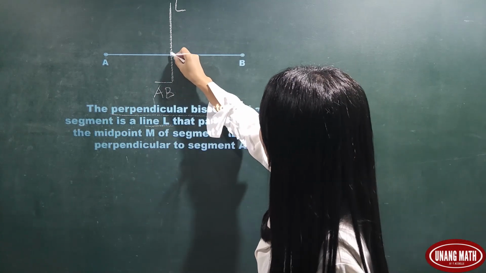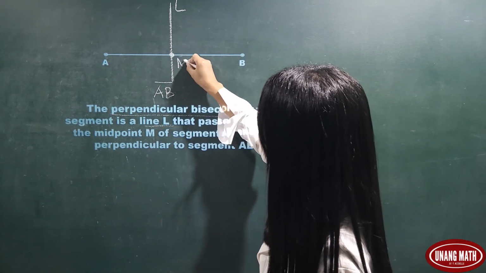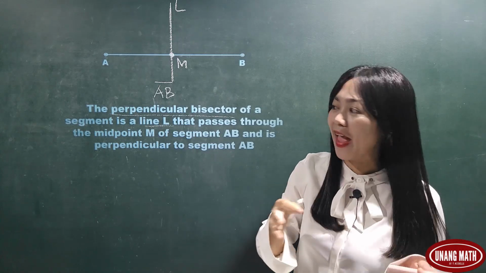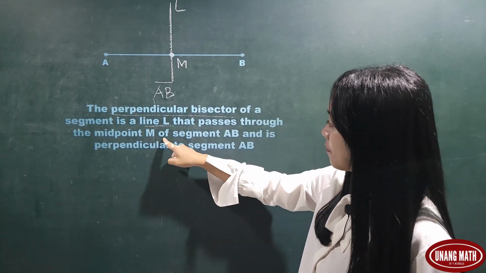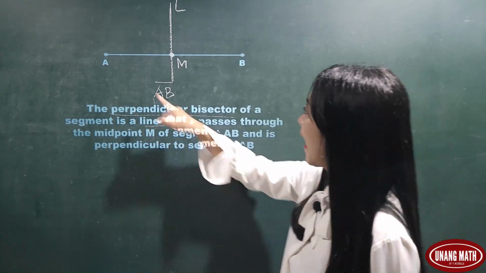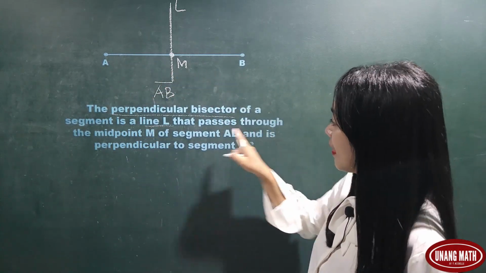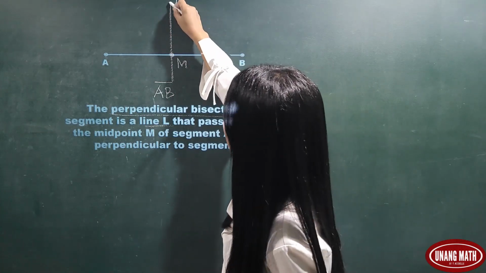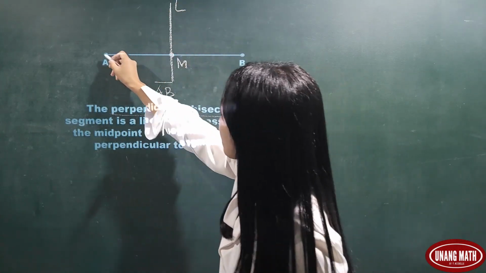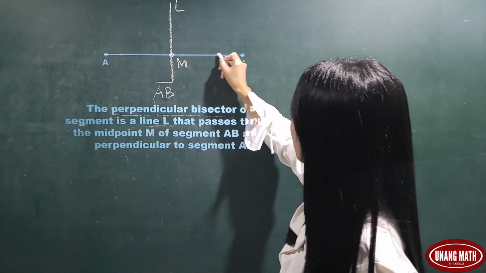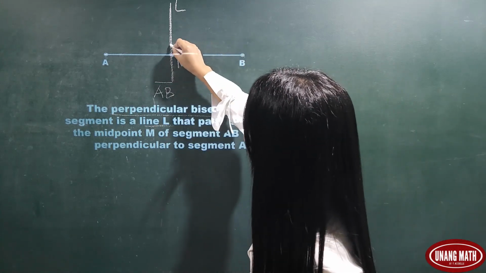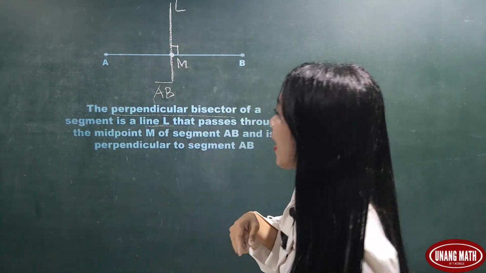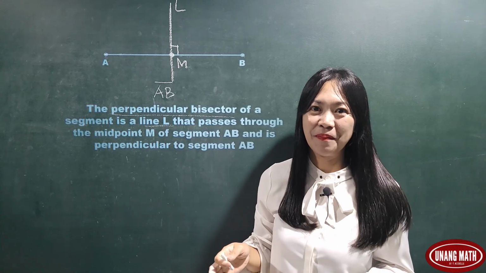So where's the midpoint? This point. And we will call this one point M. So midpoint M of segment AB, and it is perpendicular to segment AB. So this perpendicular bisector is perpendicular to segment AB. Why? Because there is a right angle formed.